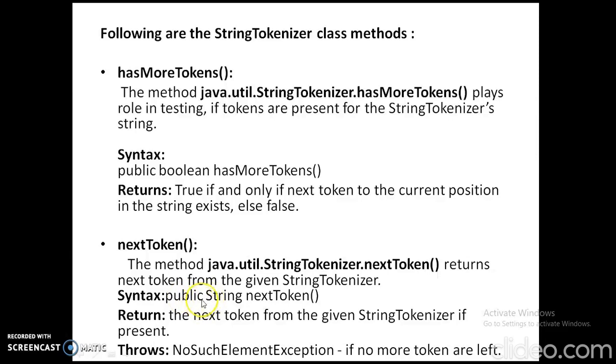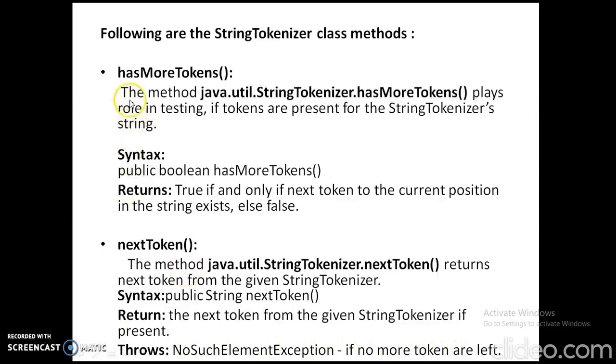So as I said, the syntax goes like this. Public, it returns a string, nextToken, the next token from the given string tokenizer if present. Otherwise, say for example, you try to call the method nextToken, provided there are no tokens available, then it gives an exception, that is NoSuchElementException, if no more tokens are left.